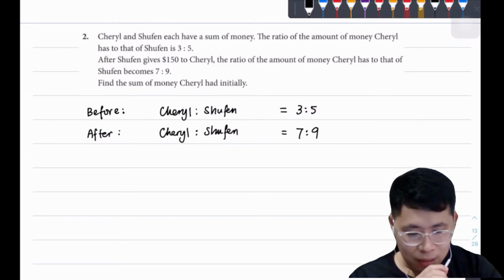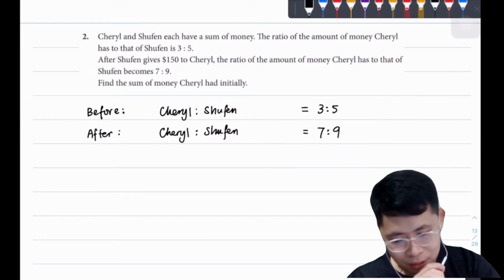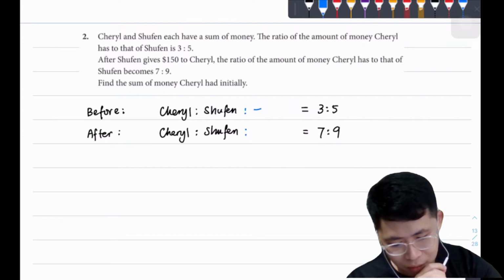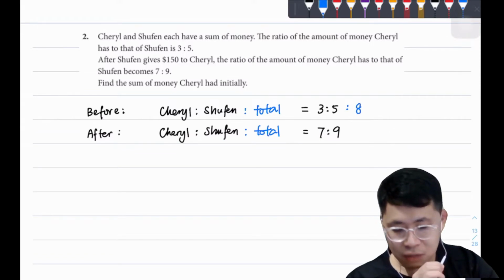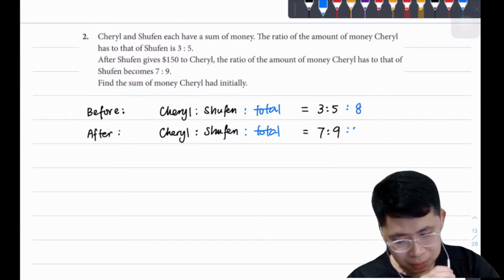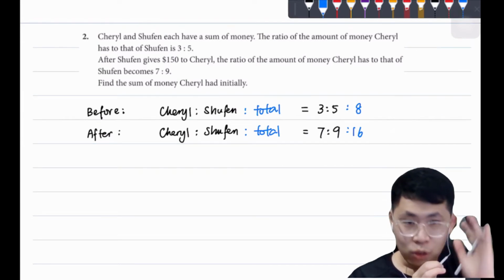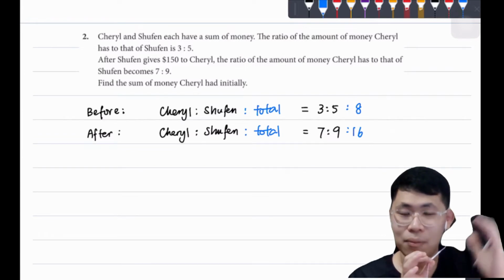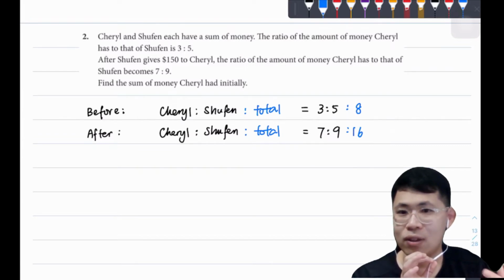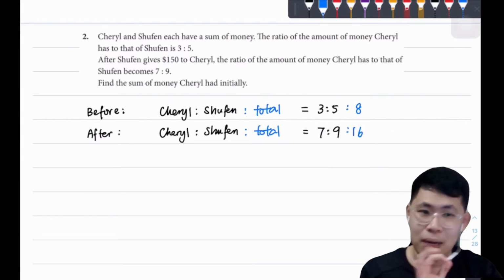Okay, so let's look for the total parts as well. So let us include this total part over here. So the total would be 8 units for before, and the total would be 16 units after. Knowing that the total amount of money before and after are the same, it's not like the total amount of money is lost. It's just that there's a transfer of money.